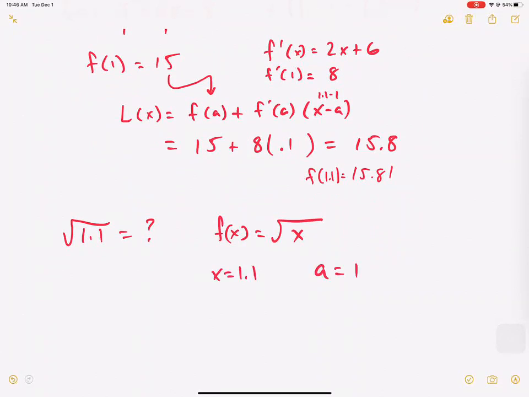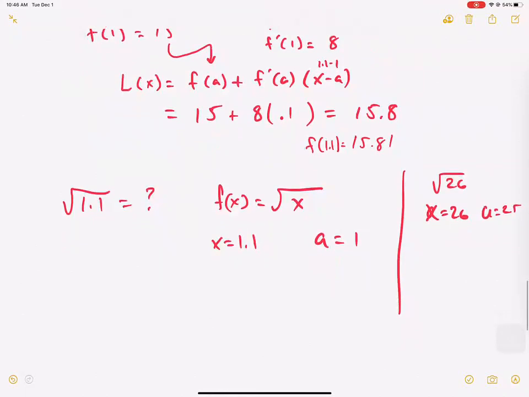Okay. Now, what if this question was instead, what's the square root of 26? Your x is 26, right? But what's your easy value? What's the easy square root that you do know already? 25. 25, perfect. And that's our value that we're going to use for a. Mr. Coe, what's an easy value again? An easy value is a value that you know how to solve without a calculator. Like the square root of 26, I don't know, but the square root of 25, I do know.